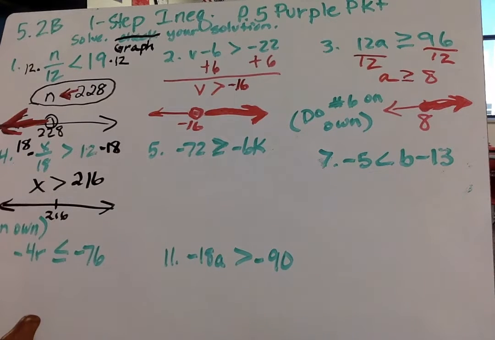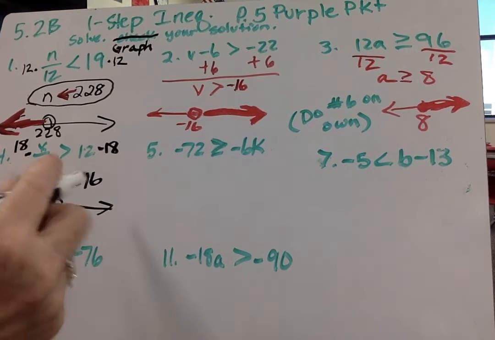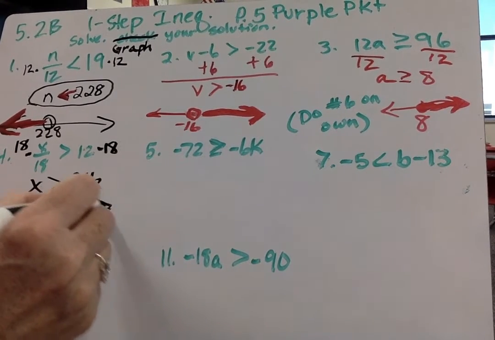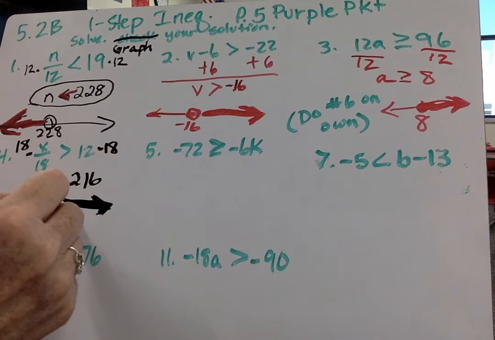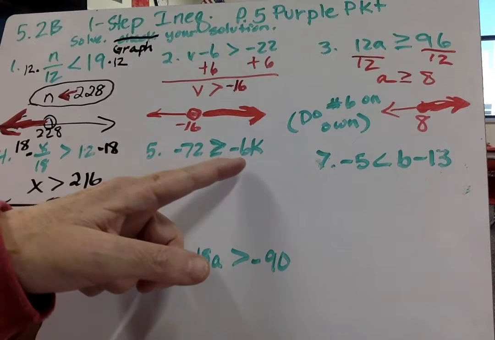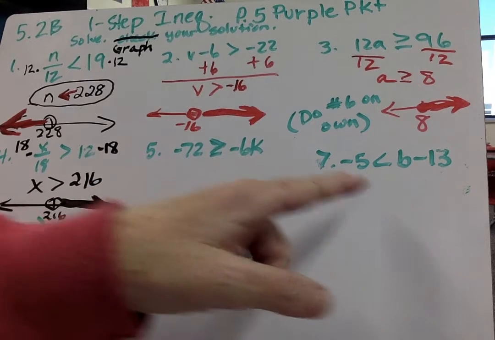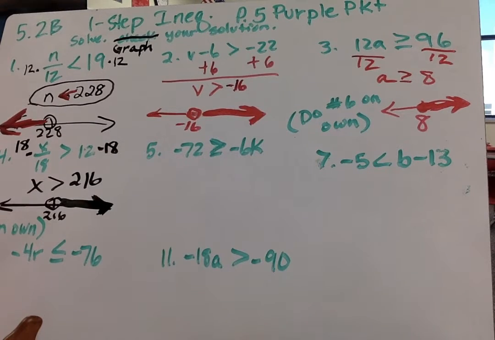Open or close dot? Open dot, because it's not "or equal to," pointing to the right. Okay, now we're coming up to a trickster problem on number 5. A couple of things about this. First of all, the variables on the right side. And actually, I'm going to skip to 7, and we'll come back to 5, because 5 has some tricky stuff going on.